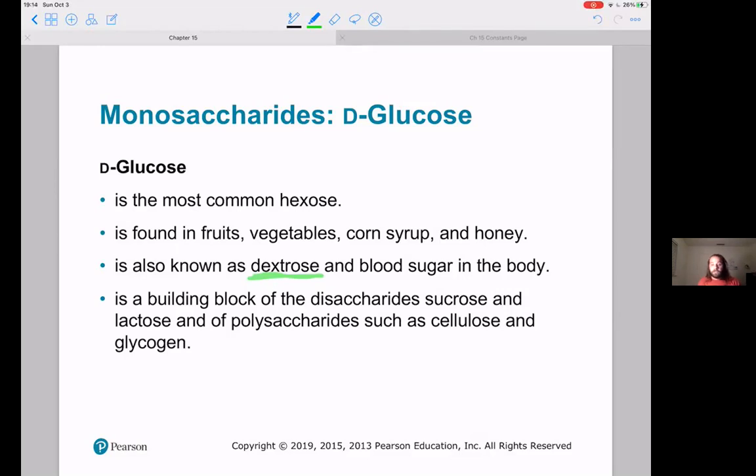So dextrose and D-glucose are the same thing. And that's what our blood sugar is as well. So we're going to talk about maintaining certain blood sugar levels. What we're talking about is the concentration of glucose that's in our blood. And we're going to see it's the building block for a bunch of different disaccharides, sucrose, as well as lactose, as well as maltose, as well as a bunch of polysaccharides. So cellulose, glycogen, amylose, amylopectin, all of those contain glucose as their building block.